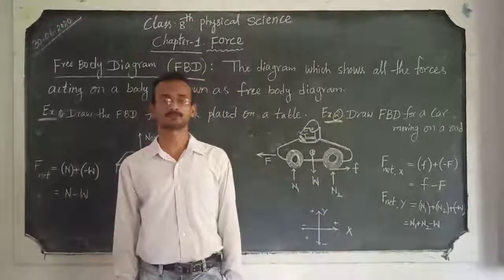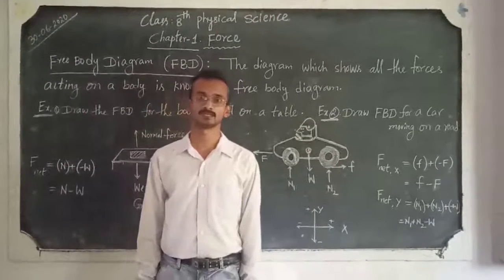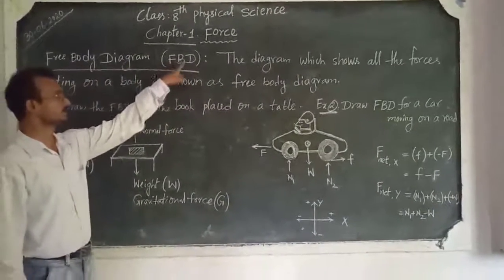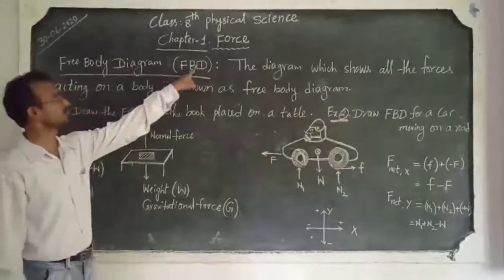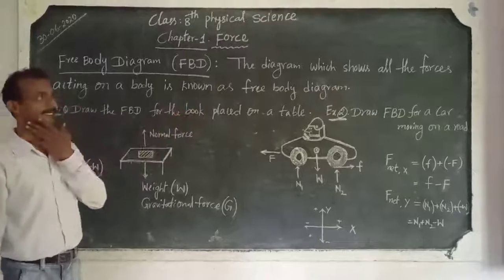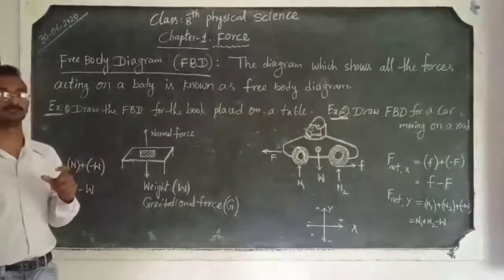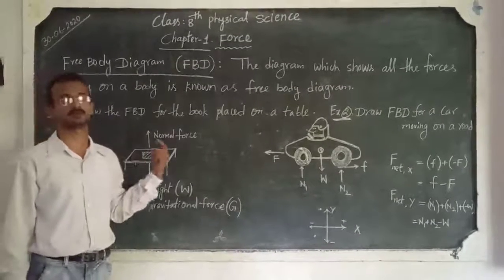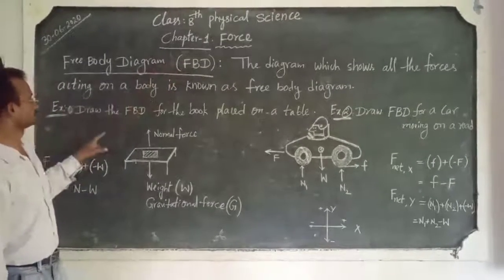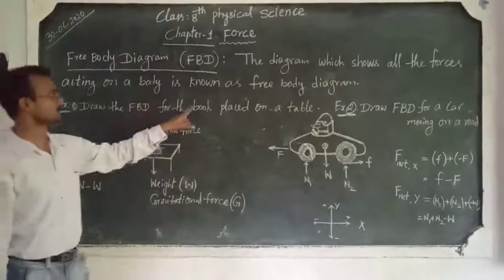Now the next concept is free body diagram. What do you mean by free body diagram? Its short form is FBD. The definition of free body diagram is the diagram which shows all the forces acting on a body. The diagram which indicates all the forces acting on a particular body is known as a free body diagram.